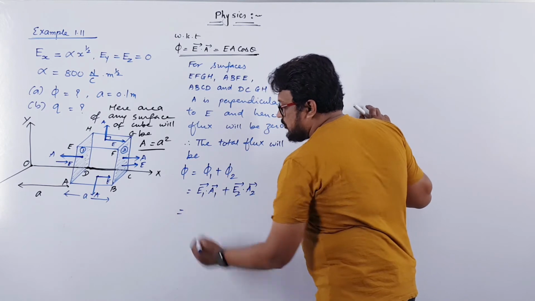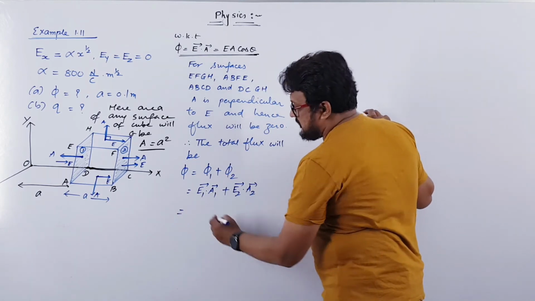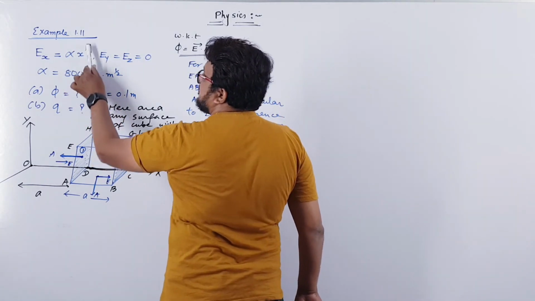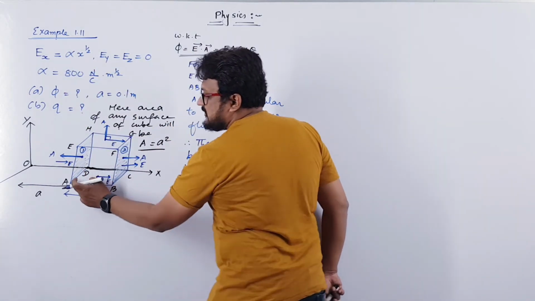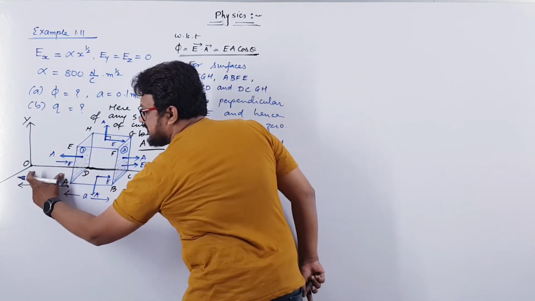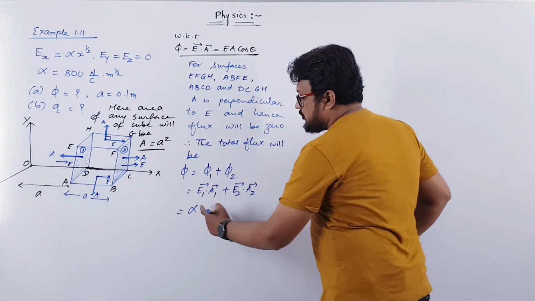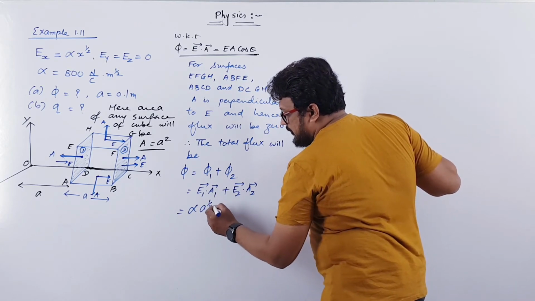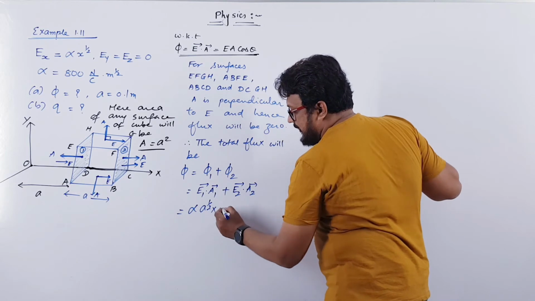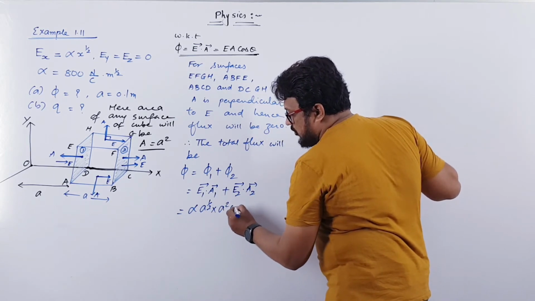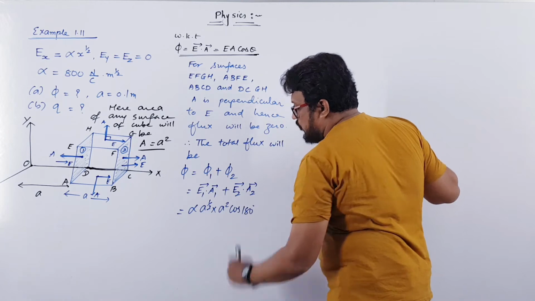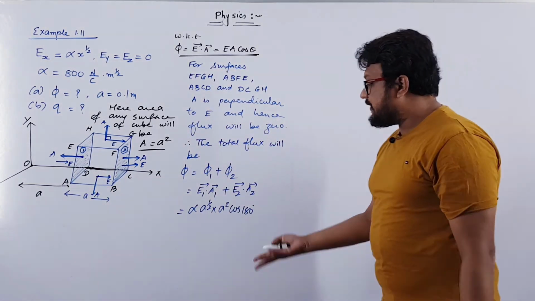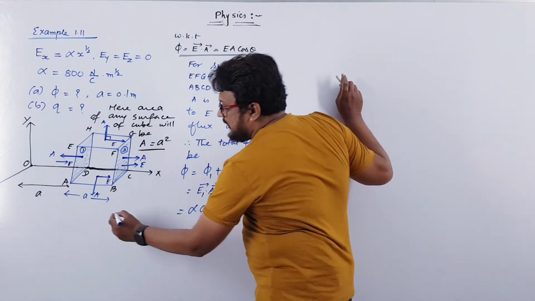So this is equal to E1, where the electric field is given as alpha x raised to half. For the first surface, ADHE is at a distance a from point O. So alpha a raised to half, into area a square, and cos 180 degree. Why cos 180 degree? Because both are in opposite direction, so 180 degree. If you want, you can write it like this also.